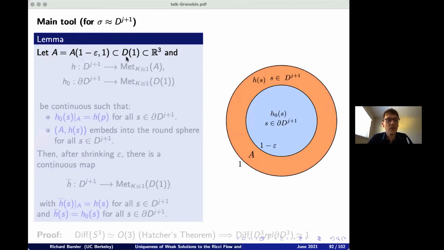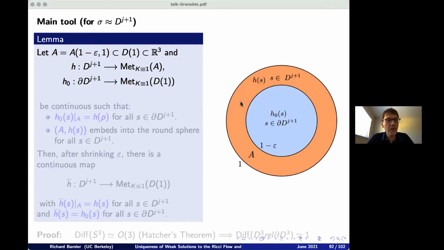Let me focus on this annulus and look at a model case. I'm going to assume that our disk, for simplicity, is contained in R3, and I'm looking at a small annulus. This is just the previous picture, straightened out. Let J plus 1 be the dimension of the simplex sigma, which should be diffeomorphic to D^(J+1). What we're given is a family of constant curvature metrics, parameterized by the entire simplex, given only on the annulus, the red part.